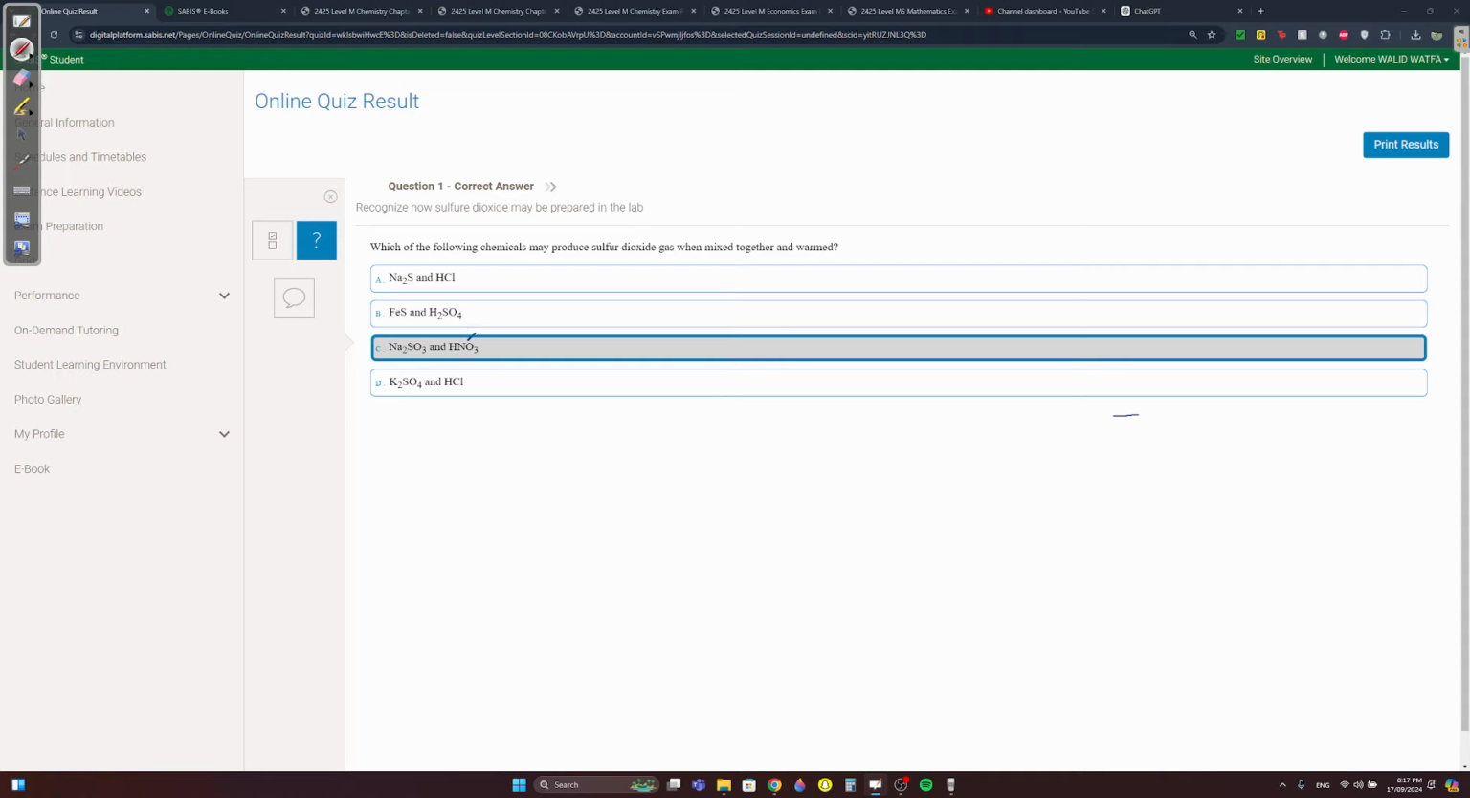It said HCl, not HNO3. But this HNO3 is also an acid. It stands for nitric acid. These other options are not sulfites.